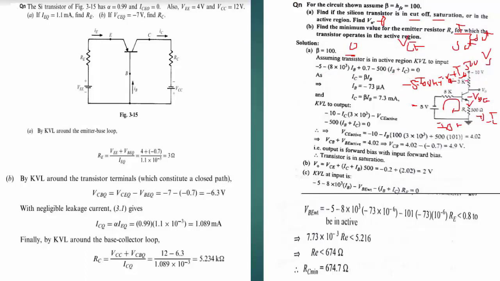So but we know IE ni sawa na IB plus IC, okay? So since tuna common emitter hii hapa, okay, IC ni sawa na beta times IB. So instead of IC tunaweza tukaingiza beta IB. Kwa hapa tukaweka beta times IB. So automatically tunakuwa na known moja tu ya IB. So from that equation we can solve for IB na tutapata negative 73 micro ampere. Sawa?